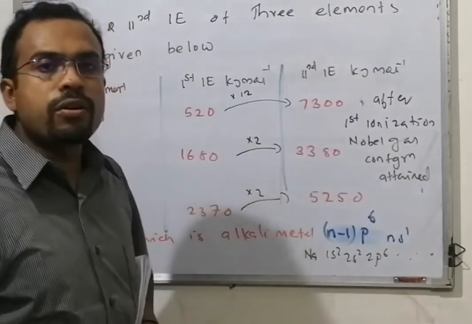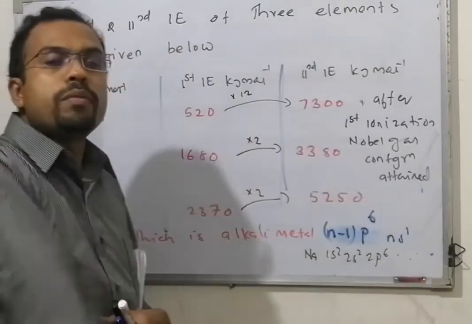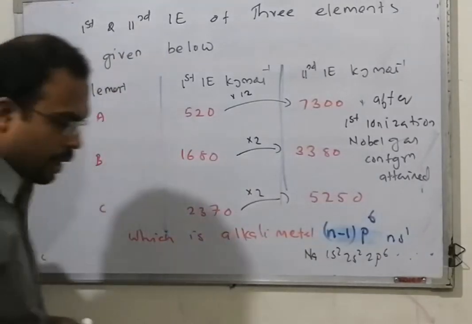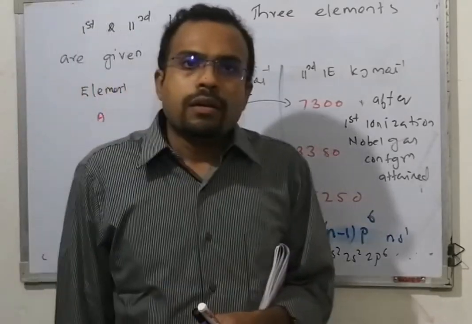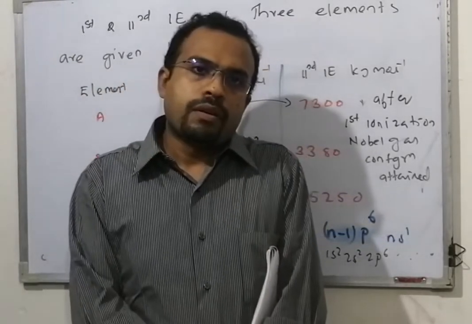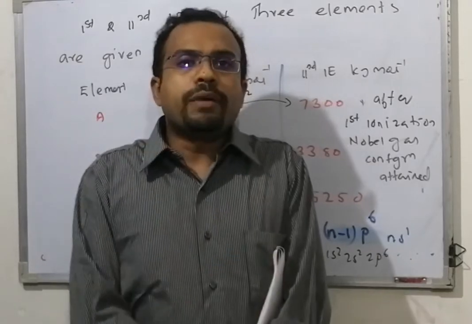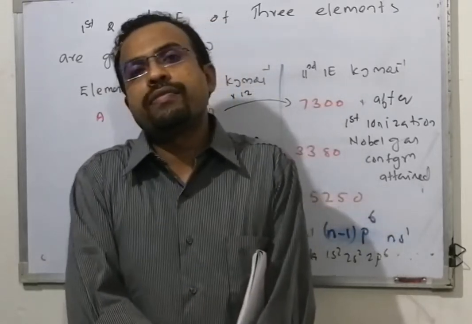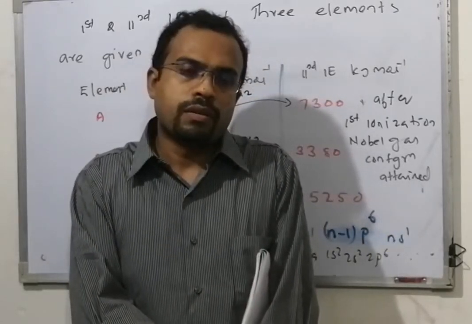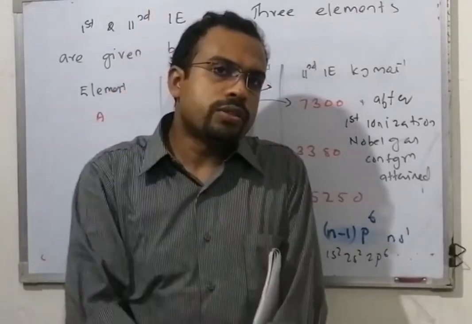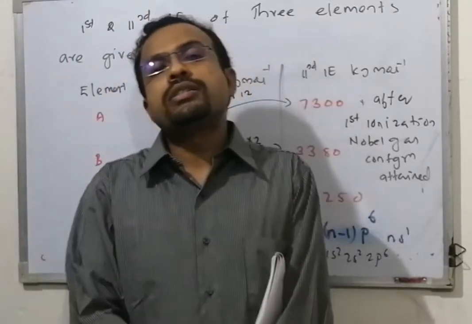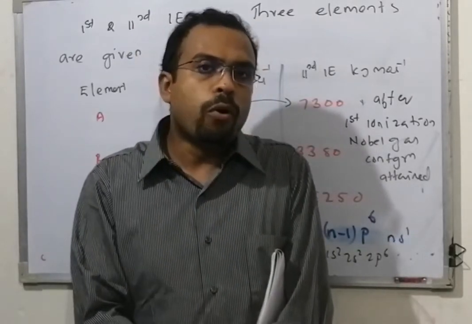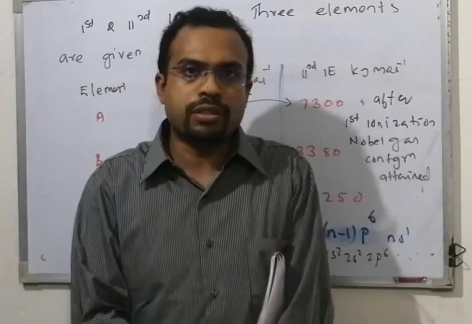How do you understand the noble gas configuration? Their second ionization energy will be extremely high. Therefore, answer is A. Students, please note down this. Trick 1: in the case of alkali metals, second ionization energy is more than 10 times of first ionization energy.